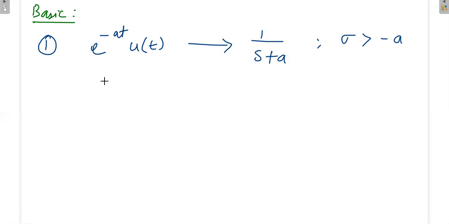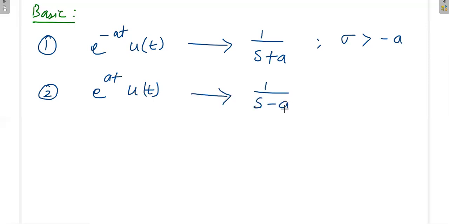The second one we have not calculated, but suppose instead of minus a it is plus a; then we'll get 1/(s-a). If it is plus a in the exponent, it is minus a in the denominator, and similarly if it is minus a, it is plus a. Then what is the ROC here? Again, this is a right-sided signal, so the ROC is also right-sided. From s equal to a, the ROC goes towards the right, that means sigma is greater than a. Here the answer is different and the ROC is also different.